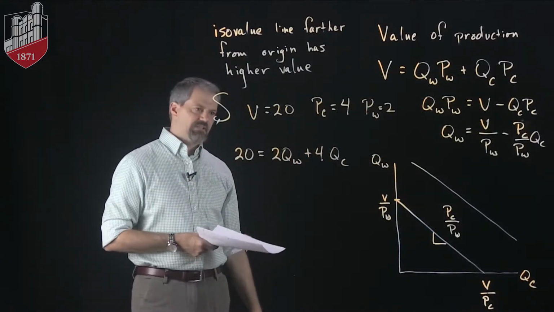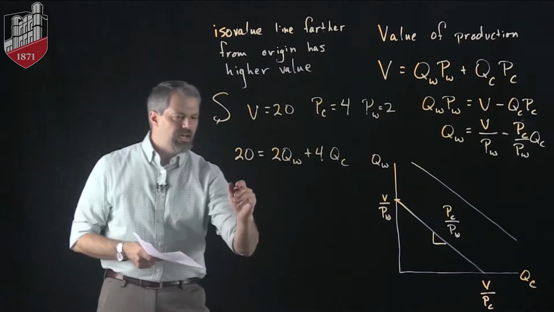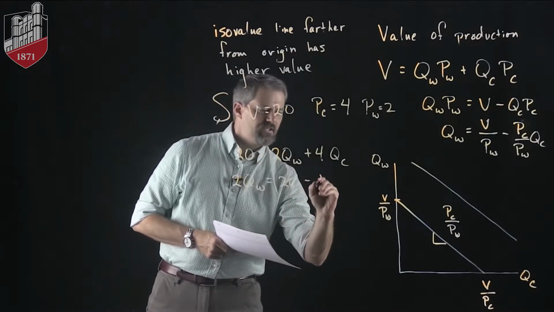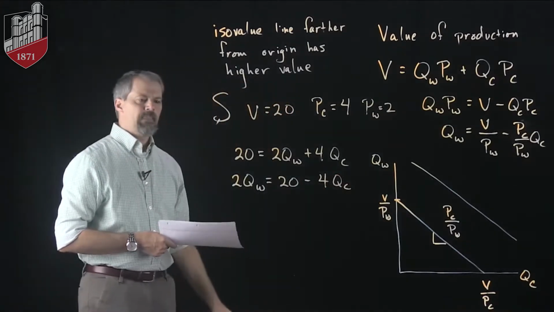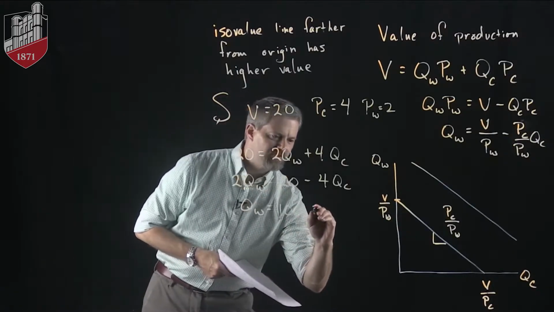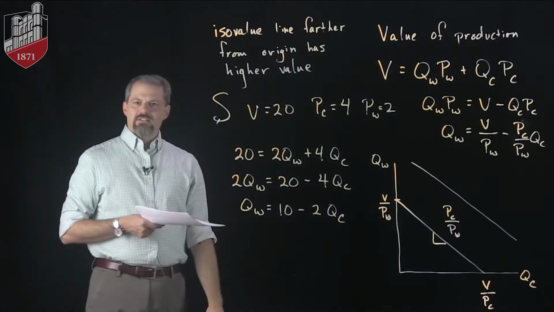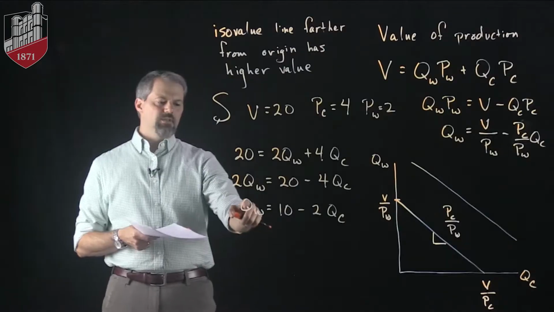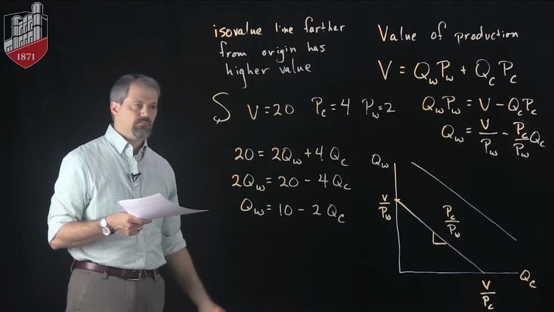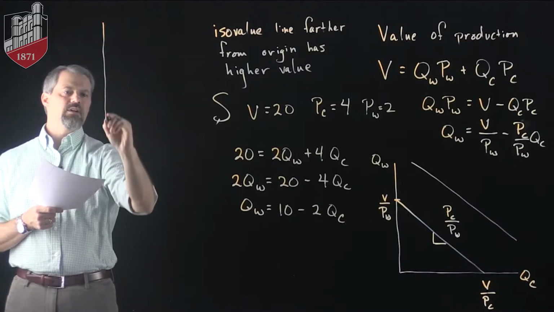Now I want to graph this, so what I need to do is solve for QW. So let's go ahead and do that. 2 QW is equal to 20 minus 4 QC. Then I'm going to divide by 2. So QW is equal to 10 minus 2 QC. So there's an ISO value line that represents all of the bundles of wine and cheese that have a value of $20. And if I were to draw this, it would be very easy to draw.